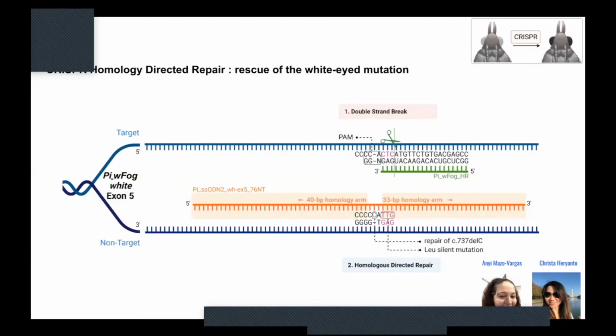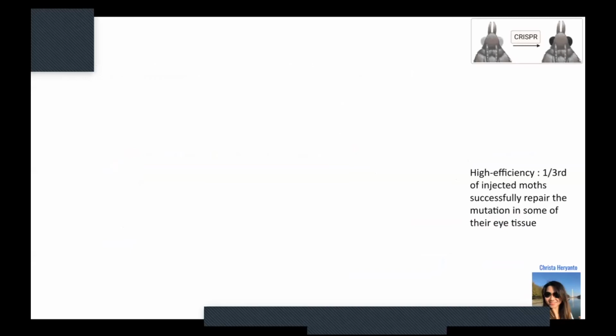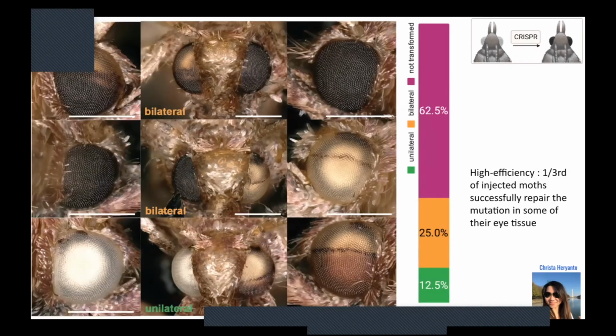And that works. We have a very highly efficient method for CRISPR insertions. 1/3 of the injected moths successfully repaired the mutation in some of their eye tissue. So when it does not work, you have a white eye. But when it works a little bit, some of the eye tissues are going to recover some brown pigmentation. So it can be diffuse, or some clones can make those elegant stripes.